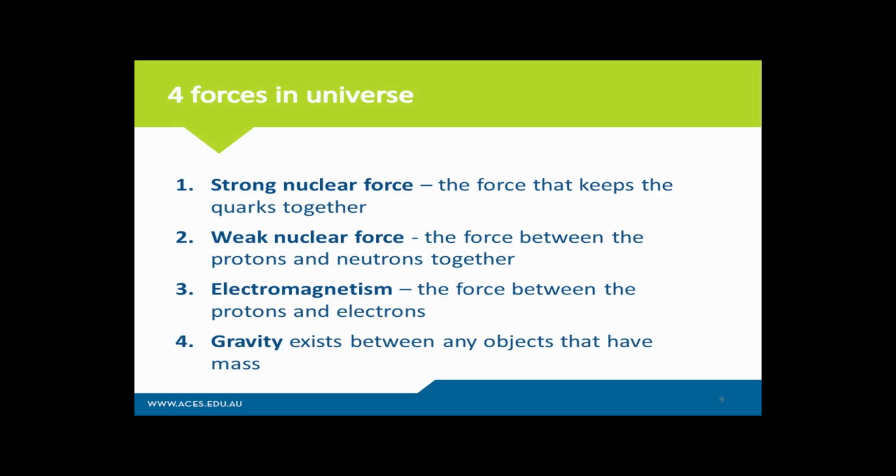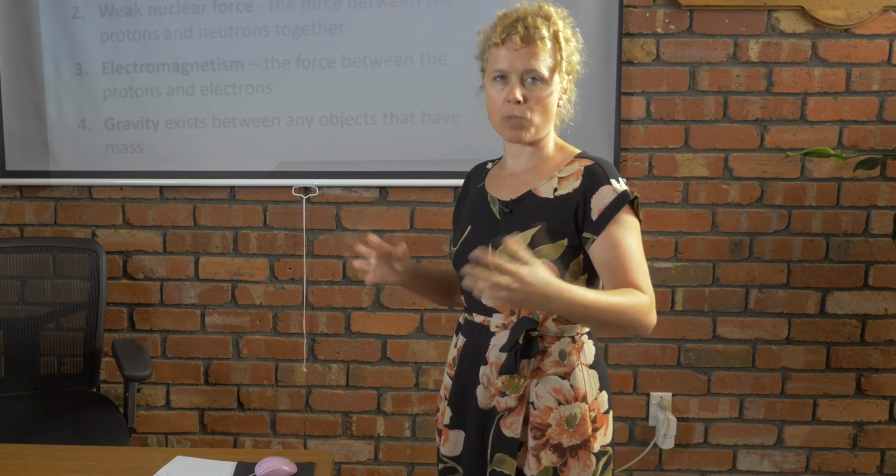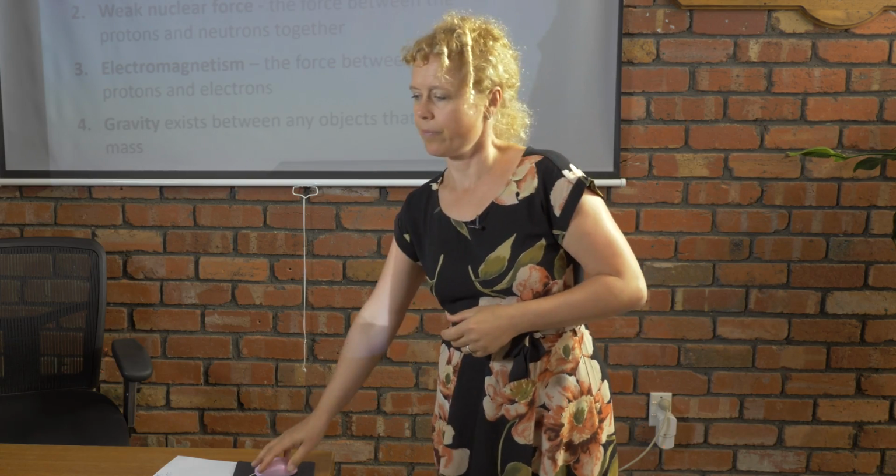We then have a weak nuclear force, and this is what keeps the protons and the neutrons attracted to one another. Then we have the electromagnetic force, which we've already talked about, which keeps the protons in the nucleus and the electrons in the orbit together. And of course the last is gravity, which is considered to be the weakest of all the forces, and it mainly exerts itself on any objects with a very large mass like planets.